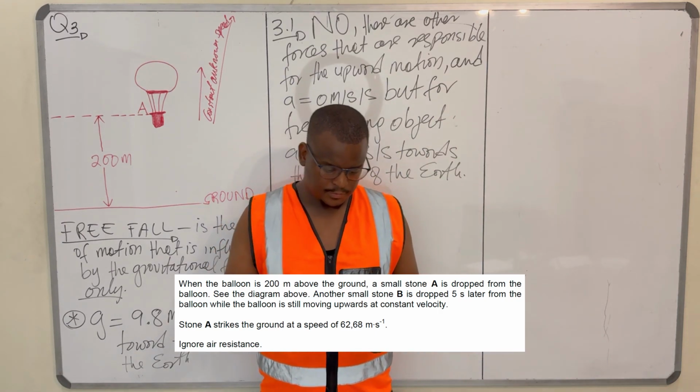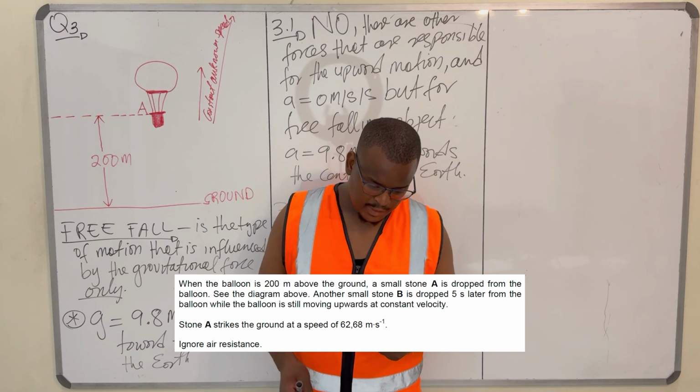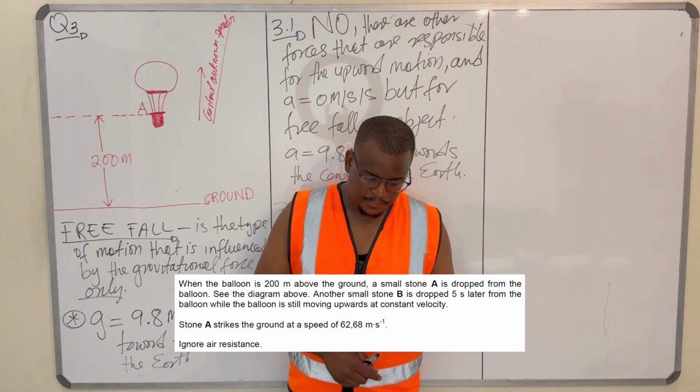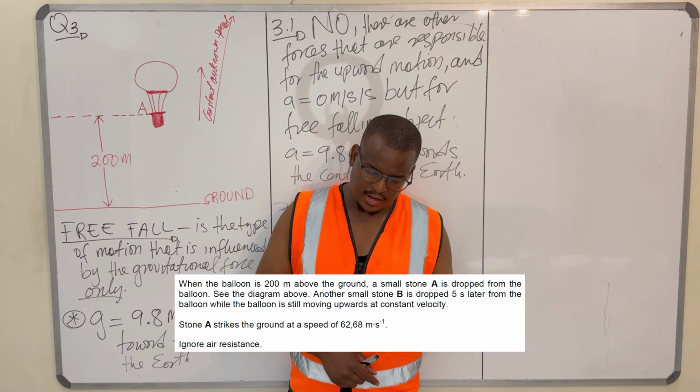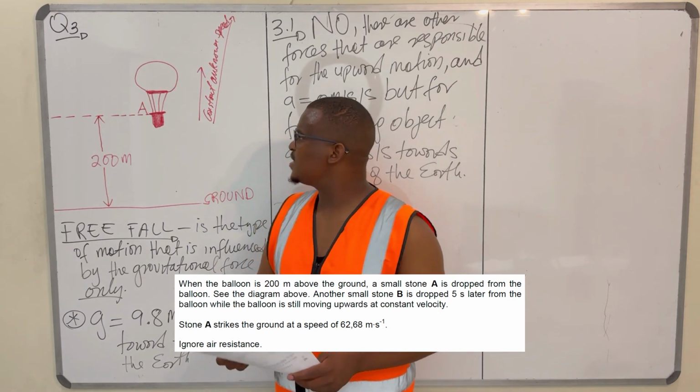Let's read this again. They're saying that when the balloon is 200 meters above the ground, a small stone called A is dropped from the balloon. See the diagram. Another small stone B is dropped 5 seconds later from the balloon while still moving upwards at a constant velocity. No problem. What are they saying?